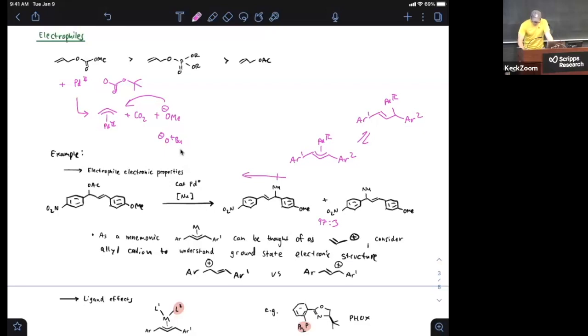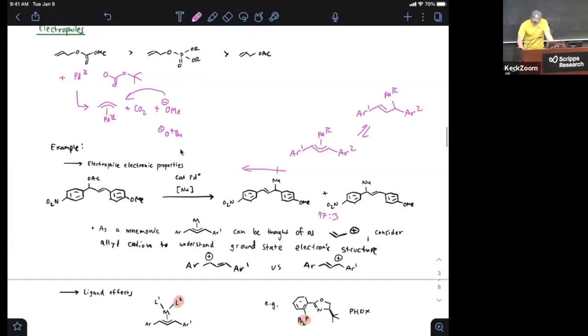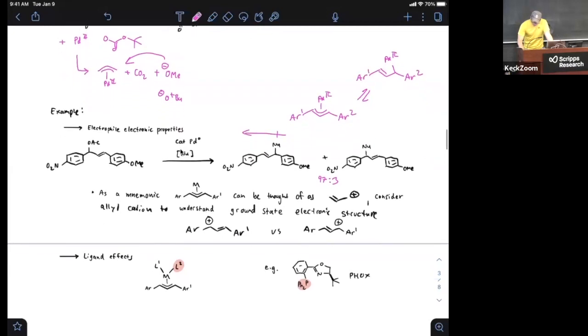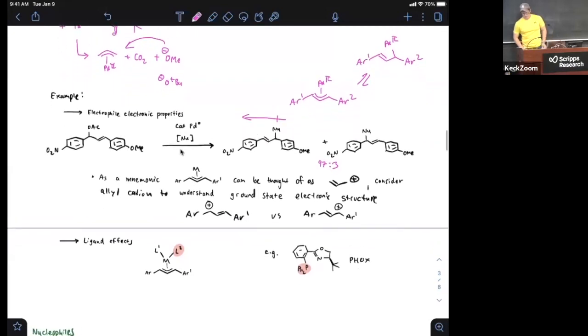So we've talked about effects of the electrophiles, and we talked about some success stories in terms of chiral ligands, but let's drill down a little bit more into some of the ligand design effects that are present within common classes of ligands.